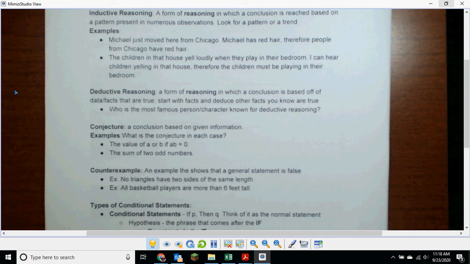So deductive reasoning is something where you look at the facts and you are only led to the conclusions that the facts allow you to do. It's what investigators do. It's how we establish proofs in geometry and math, how we prove something to be true.